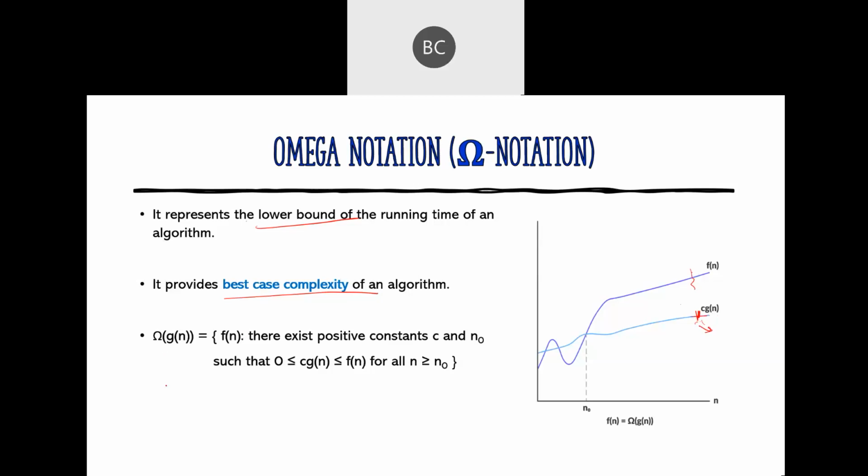Here is the formula for your omega notation. It will simply give you the minimum amount of time taken by the algorithm, the lower bound. Also, you can say the best case.